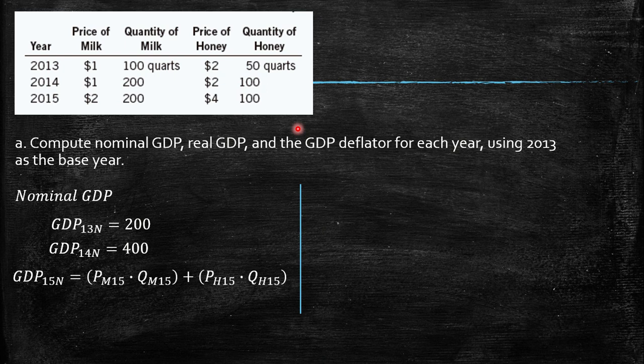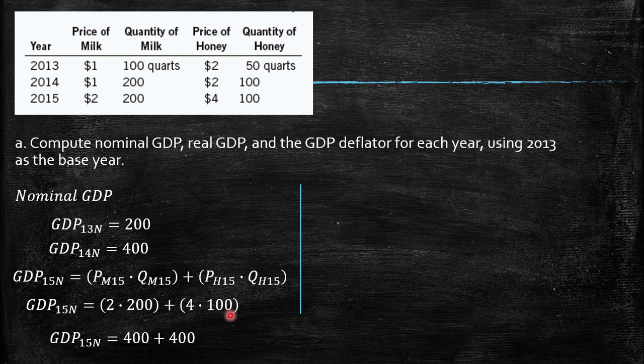What about 15? It's exactly the same. You just replace by the values of 2015, 2 times 200 plus 4 times 100. So we have 400 plus 400. So at the end, we have 800.